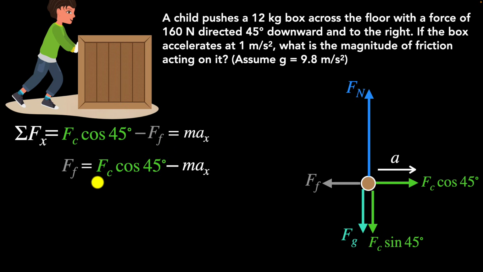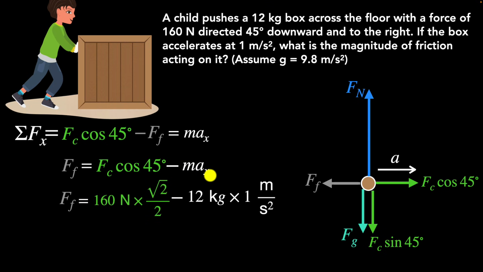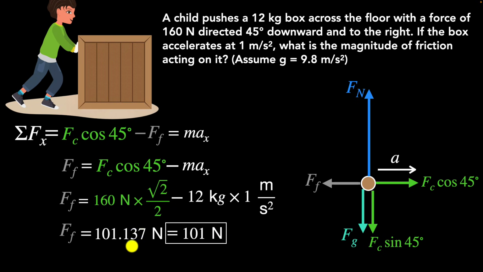And now we can plug in all the values. The force of the child is 160 newtons. Cos 45 is a known value. Mass is given to be 12 kilograms. And we know the acceleration in the forward direction is 1 meter per second squared. So if I plug this into my calculator, this is what I'll end up with. Again, we may be asked to round it off. So let's round it off to three significant figures. I'll end up with 101 newtons. So that is the frictional force acting on the box.